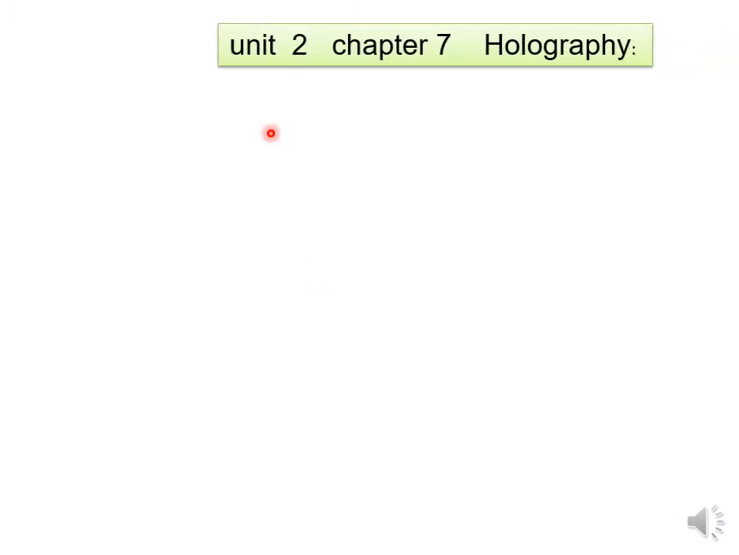الفيديو ده بيتكلم على جزء من Unit 2 Chapter 7 which is holography. طيب how image is formed. Image is formed by receiving the rays reflected from the object on a photographic plate.